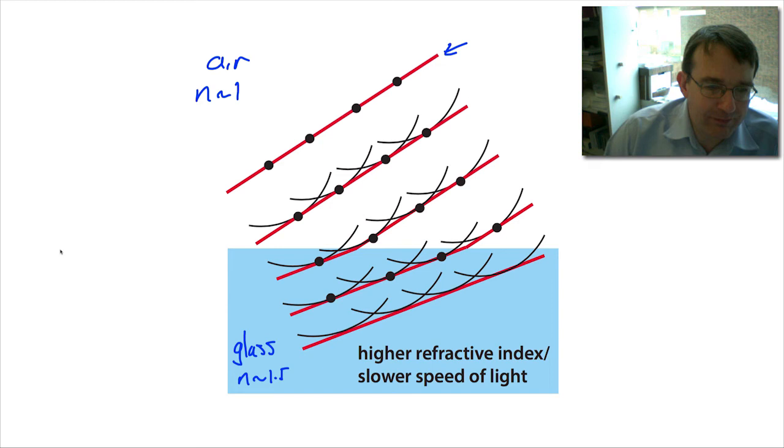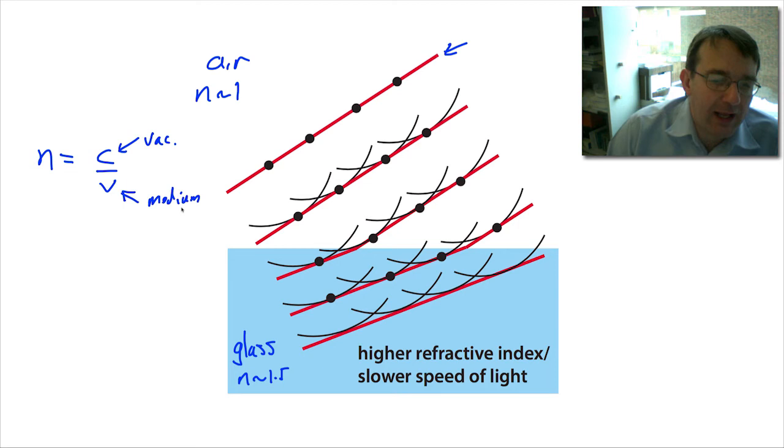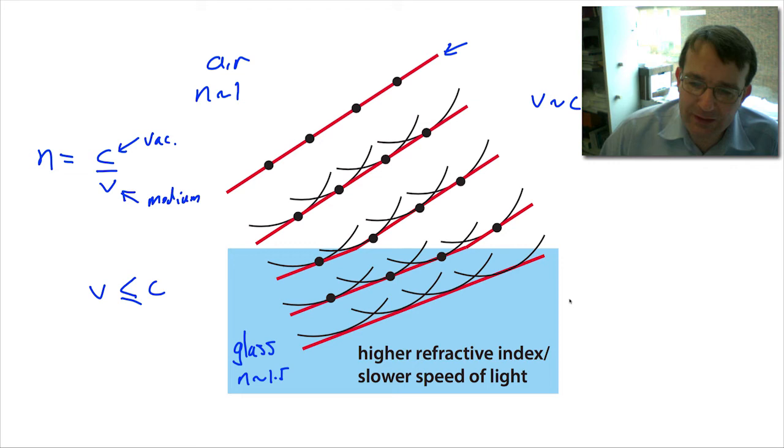So remember that the refractive index is defined as n = c divided by v, where c is the speed of light in vacuum, and v is the speed of light in the medium. And since n here is greater than 1, this means that v is always going to be less than or equal to c. So here we have a fast speed of light, where v is roughly equal to c, and here v is roughly equal to c divided by 1.5, so we've got a different speed here that's slower.